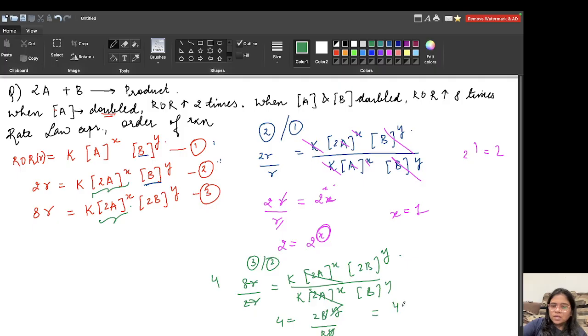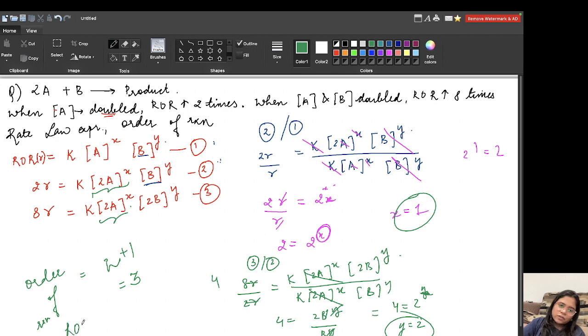So 4 equals 2 raised to the power y. So what will be y here? 2. 2 raised to the power 2 is 4, right? So y equals 2, x equals 1. So what will be the order of reaction? The order of reaction will be 2 plus 1, which is equal to 3. So how do you write the rate of reaction equation? K A raised to the power 1, B raised to the power 2. Easy. You just need to come up with such an equation so that you get the values of x and y.